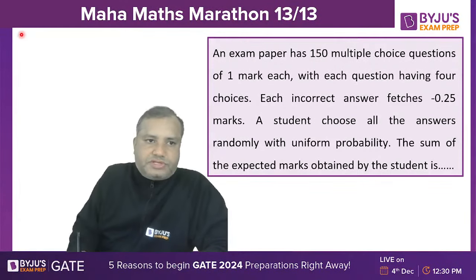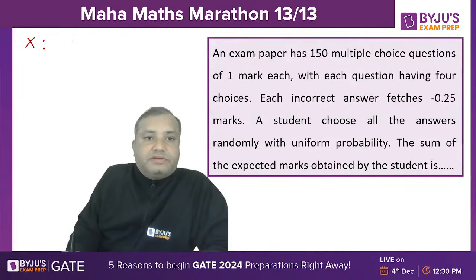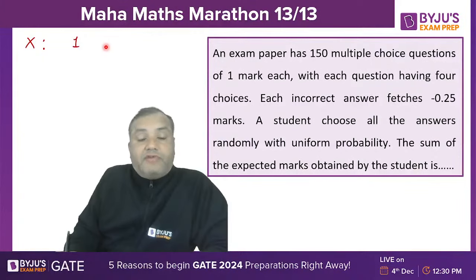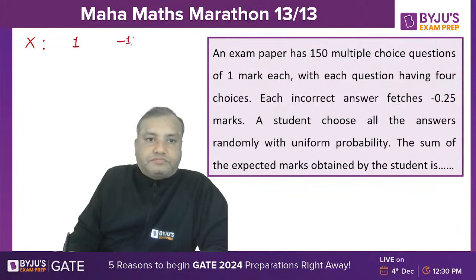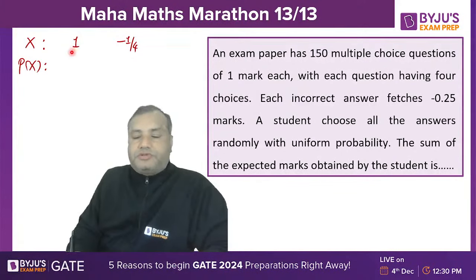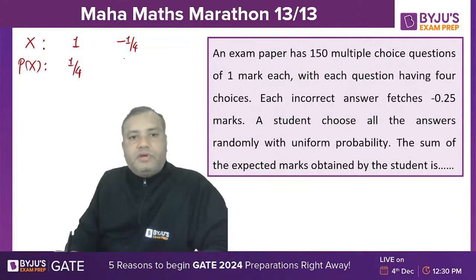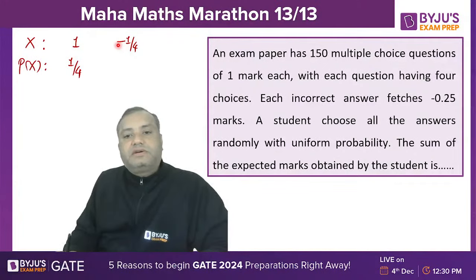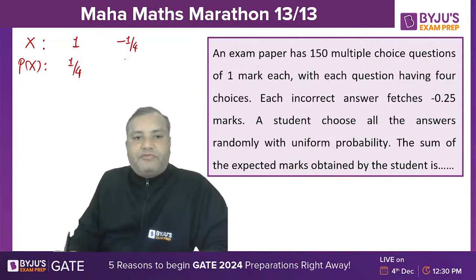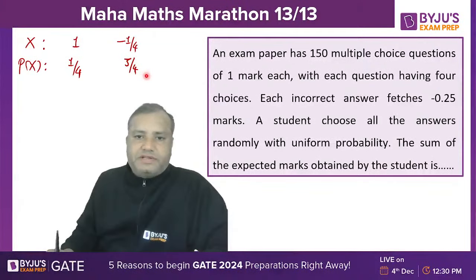Okay. So students, when that student answers that question correctly, he will score 1 mark. And when he answers that question incorrectly, he will score minus 0.25. So getting 1 mark means getting the correct option. Only one option out of 4 is correct, so its probability is 1 by 4. Getting a negative mark means attempting wrong. That is, 3 by 4 will be the probability of getting a wrong answer. So this is the probability distribution.